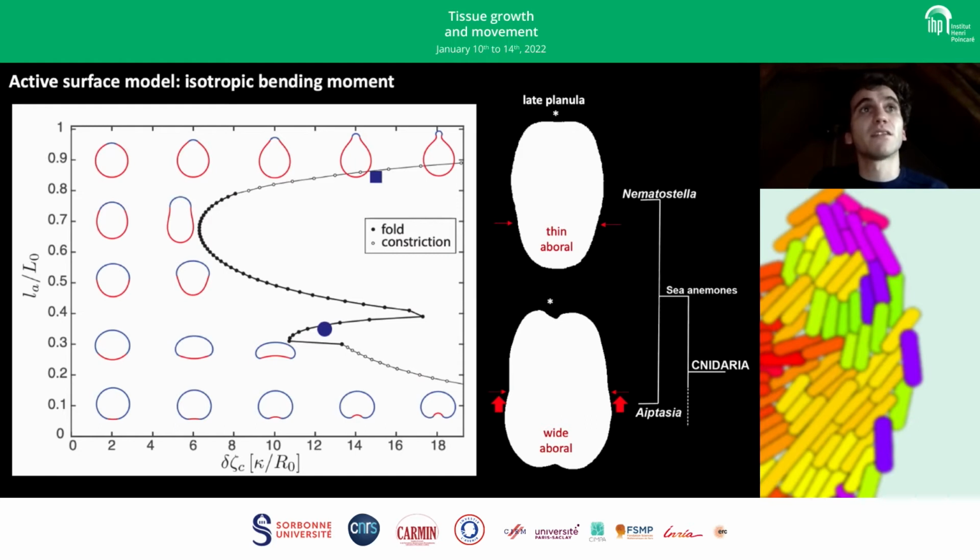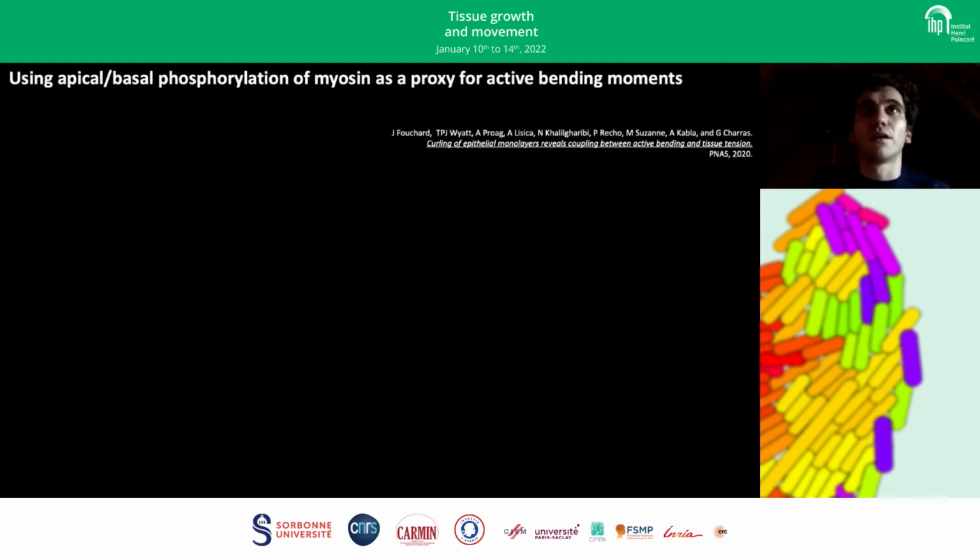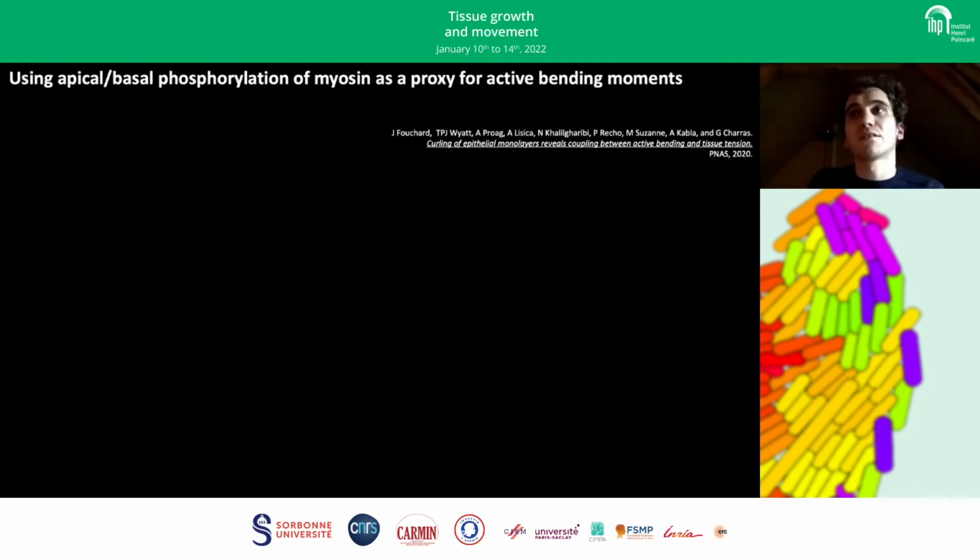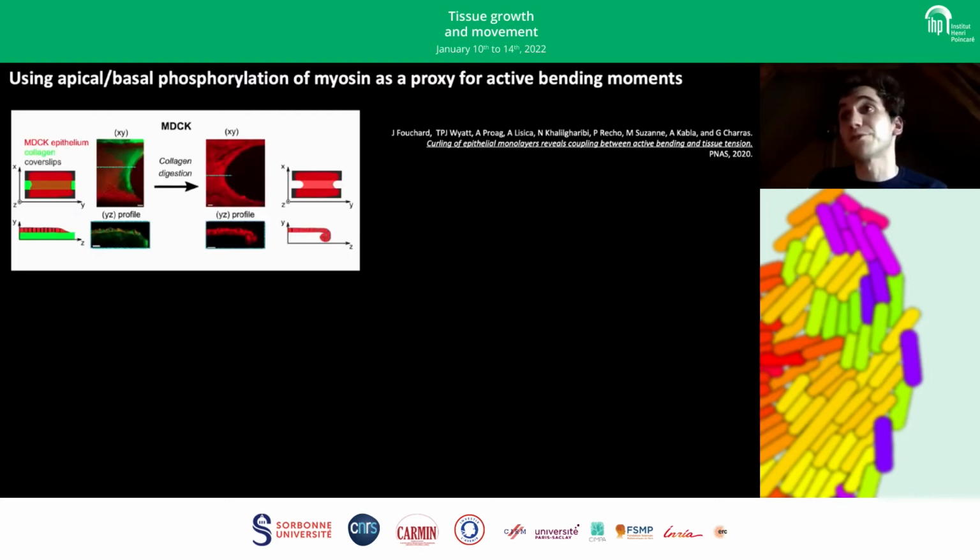I've been testing if these simulations were relevant in the biology of my animals. So how can we do that? There are several works that show that using the phosphorylation of myosin is a good proxy for tension, and in particular, the differences between the apical and basal phosphorylation of myosin could be a good proxy for active bending moments.